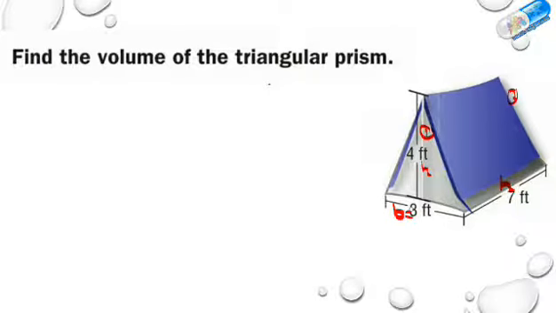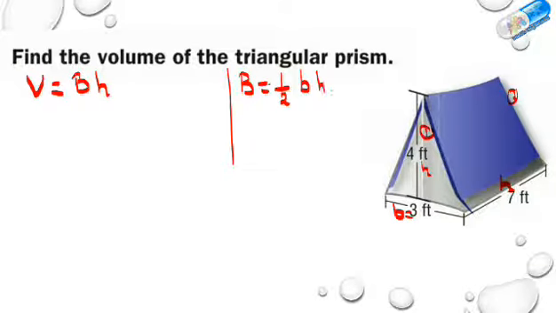Again, we write the rule for the volume, V equals capital B times H. And here, let me write the capital B, which is the area of the base. And we know that for triangles, area is half base times height. So this is equal to half times the base of the triangle, which is 3, times the height of the triangle, which is 4.